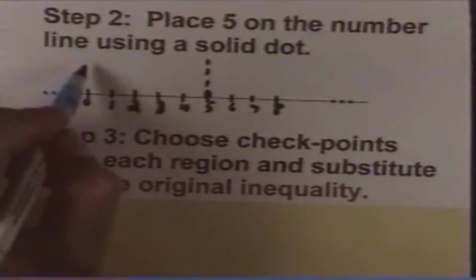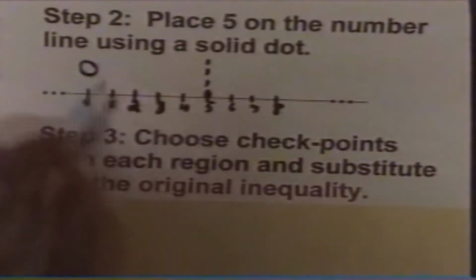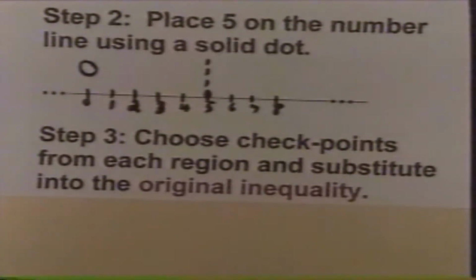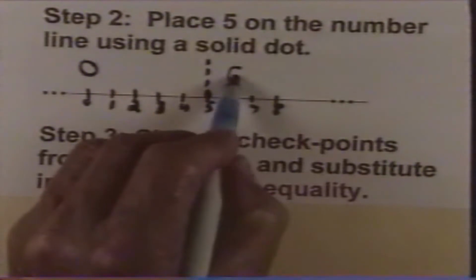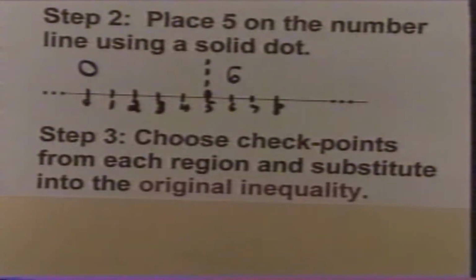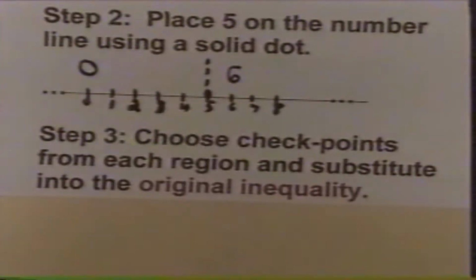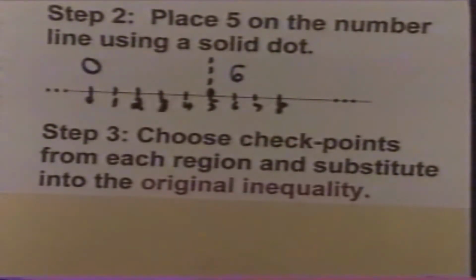Since 0 is a pretty easy number to work with, I'm going to pick 0 as one of the checkpoints, and I think I'll pick 6 as the other checkpoint. So the checkpoints that I choose are 0 and 6. Now you can choose any of them left of it or any right of it. But you must choose one from the left, one from the right. But that's all that matters.